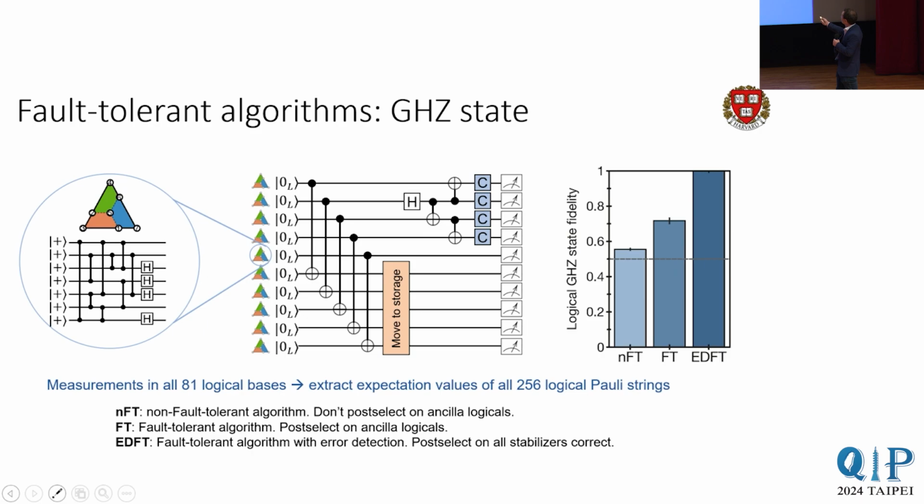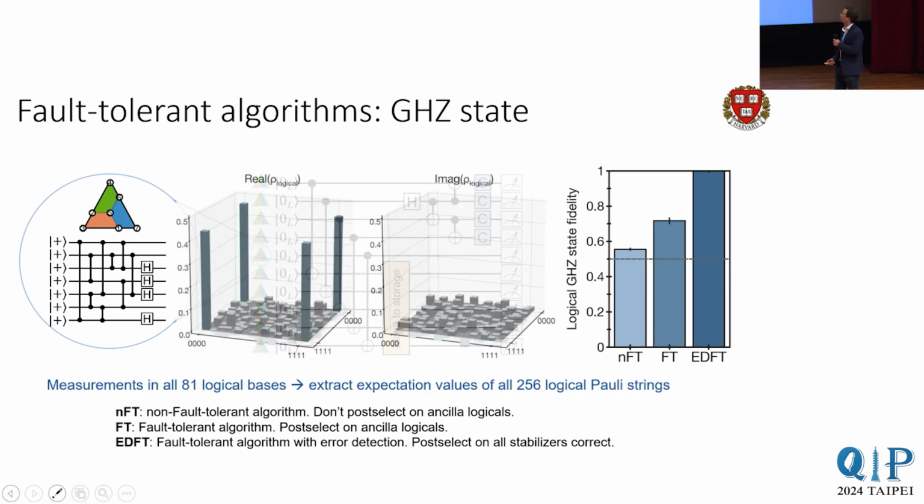And we see that by using our fault tolerant initialization, we can prepare a genuine multipartite entangled GHZ state. If we do error detection, where error detection is post-selecting on the stabilizers of this computation logical qubit, then the fidelity improves to roughly 99.8% for this GHZ state, but at the cost of post-selection overhead.